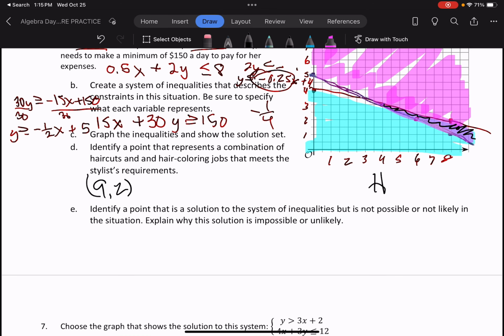And then another one you could say is maybe if we were to expand this graph out further, something where the stylist is working for 16 hours straight, or doing 16 haircuts in a row, that seems like that might be unrealistic. So 16, 0 would be a potentially unrealistic one. Or that's not actually a solution there. We look at like 9.5, comma 2.12, right? We're not going to do 2.12 hair colorings.